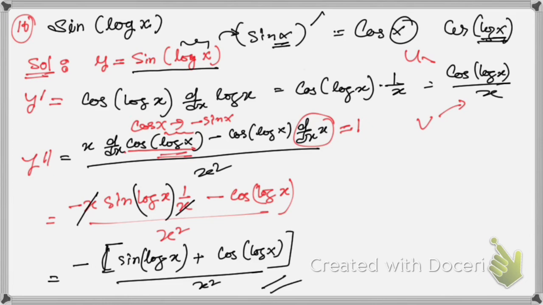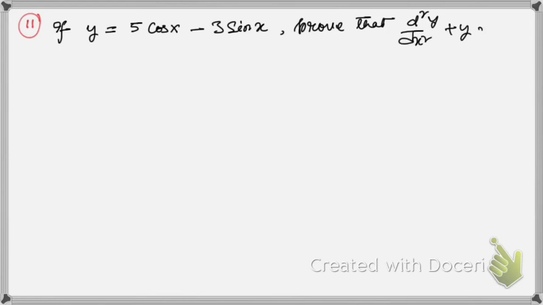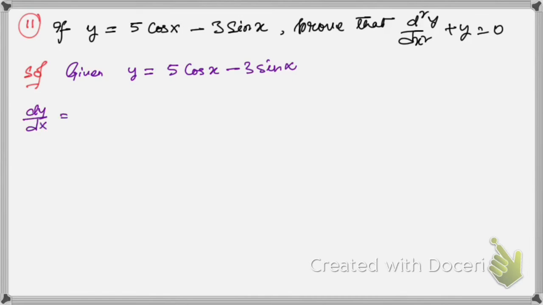Now let's move on to the next question, number 11. The question is, if y is equal to this, then we need to prove that the second derivative of y plus y is equal to 0. So let us solve this. Given y is equal to 5 cos x minus 3 sin x. Now let us find the first order derivative. If you differentiate 5 cos x, you will get minus 5 sin x. Then if you differentiate minus 3 sin x, you will get minus 3 cos x.